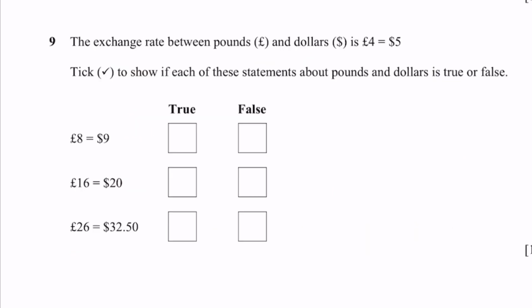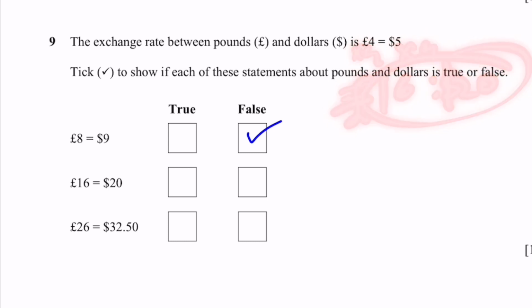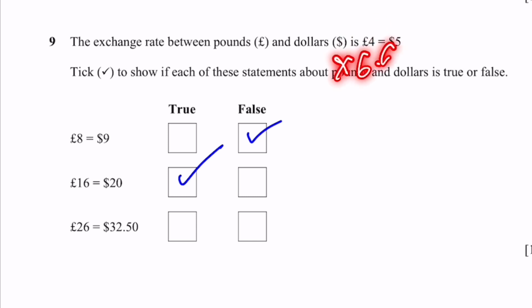Question 9. The exchange rate between pounds and dollars is 4 pounds equals $5. Tick to show if each of these statements about pounds and dollars is true or false. 8 pounds equals $9. False, because we don't add over here, like add 4, that doesn't work. You have to multiply and divide because this is direct proportion. 16 pounds is $20. When you multiply both sides by 4, we get 16 is to 20. So 16 pounds, $20 is correct. True. And now 26 pounds equals $32.50. So we multiply 4 by 6.5 to get 26. So 5 times 6.5 is equal to 32.50, so this is correct.